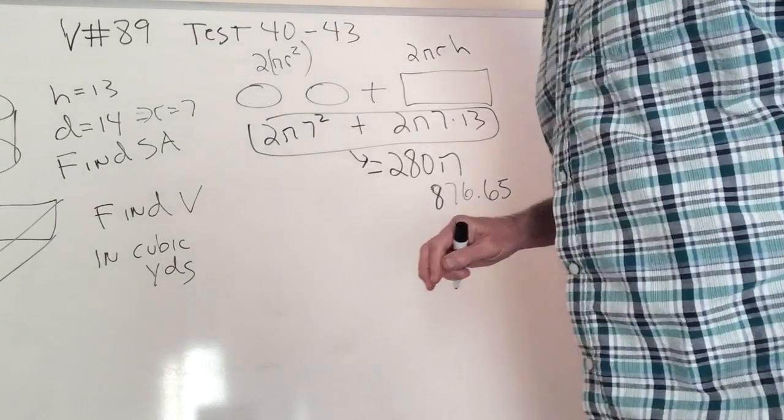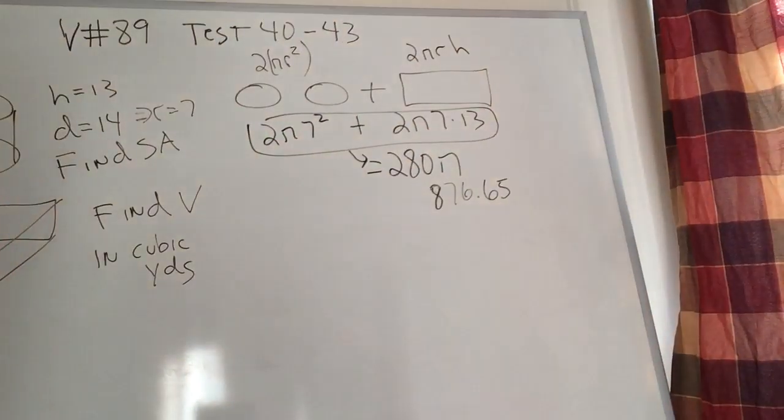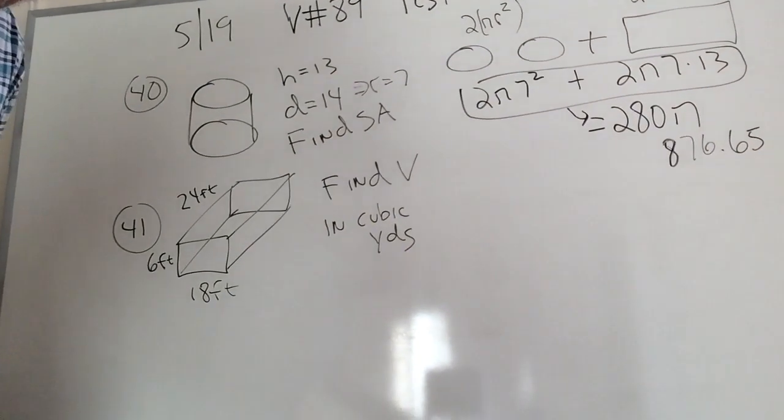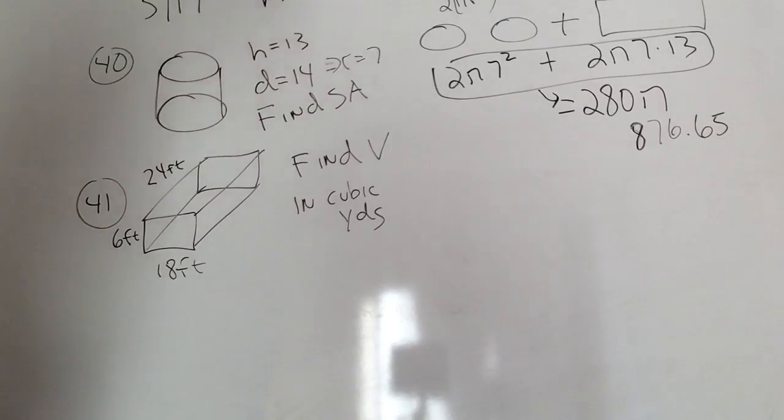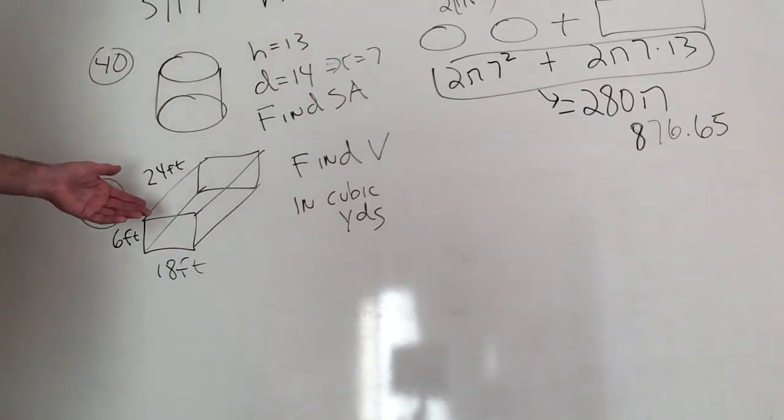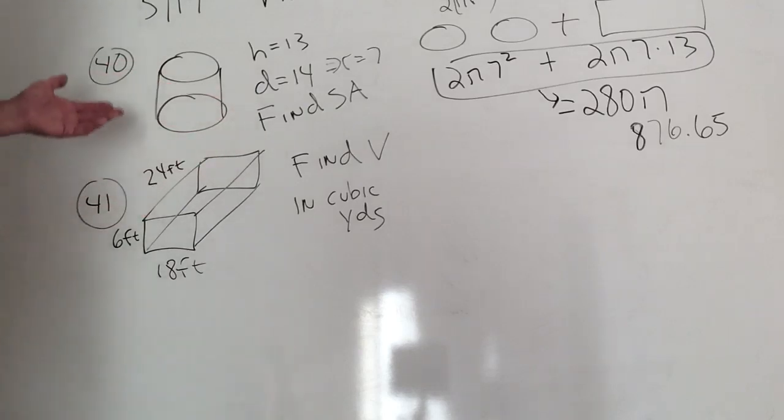All right, and now we go on to 41. Again, an open-ended question, and very disappointing how many kids got this one wrong. Very disappointing. So anyway, they ask you to find the volume in cubic yards. Goodness gracious, why do you want to find the volume in feet? That's not a Regents question. That's not an 8th grade math question.